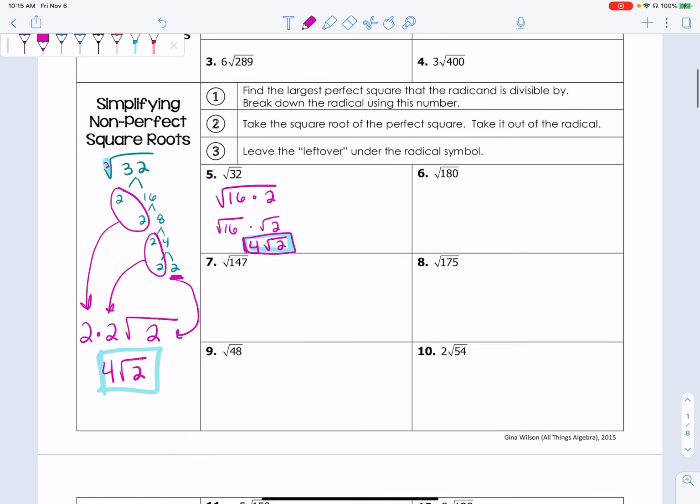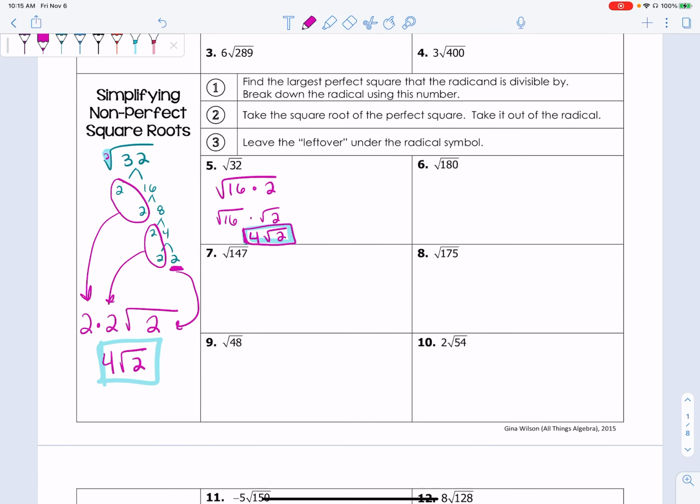I'm going to do number 10 using factor trees. So I have this 2 that's being multiplied outside my radical. That's going to be really important in the end of our problem. So let's first break down 54. 54 is 2 and 27. 27 is 3 and 9. 9 is 3 and 3.